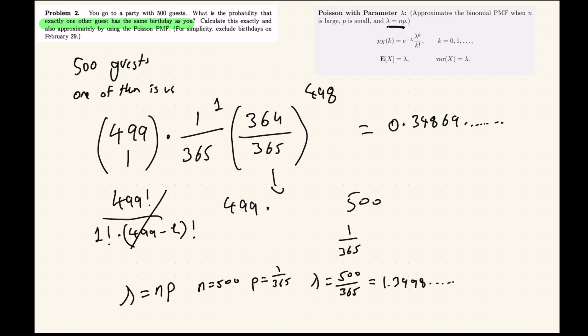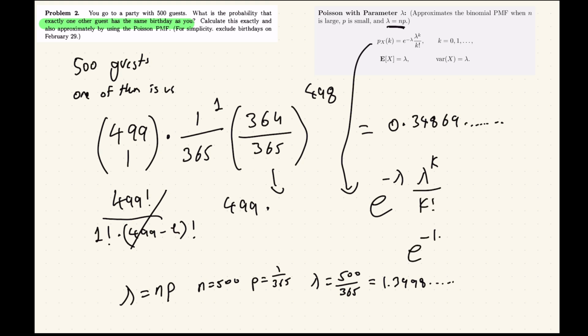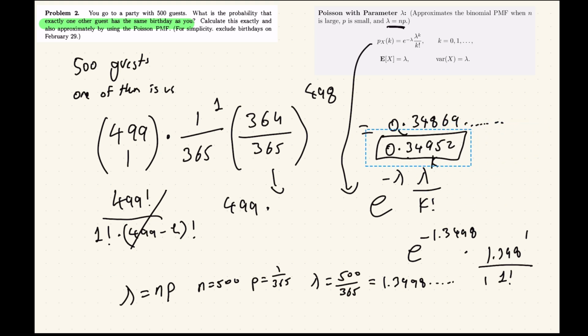Now, plugging all of this into the Poisson, we get e to the power of minus lambda, lambda to the power of k divided by k factorial, which is e to the power of minus 1.3698, etc., and 1.3698 to the power of 1 divided by 1 factorial. Plugging this in to our calculator gives us 0.34952. And here we can see that these two numbers are indeed similar.